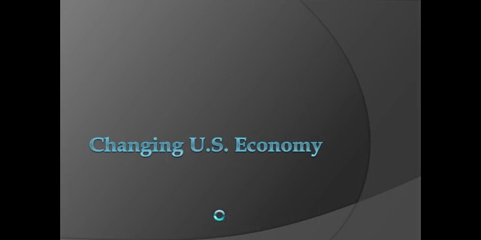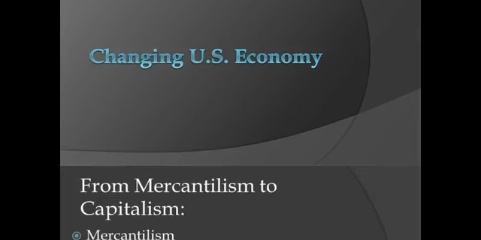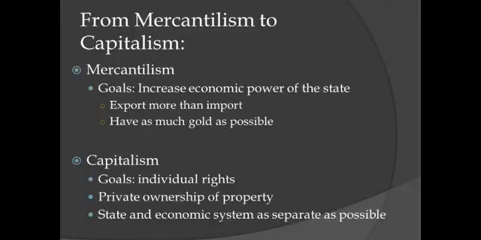All right, now we're moving on to the changing U.S. economy. Super exciting. So an important thing I want you to keep in mind is that we changed economic systems. We started with mercantilism, and then we shifted over to capitalism. To review, mercantilism, the goal was to increase the economic power of the state, okay? You wanted to export more than you imported. You wanted to have as much gold as possible. And this is why Europe had colonies, because they exploited the colonies to get more wealth, to get more gold, and to be successful. So the colonies were the ones who suffered in favor of the state.